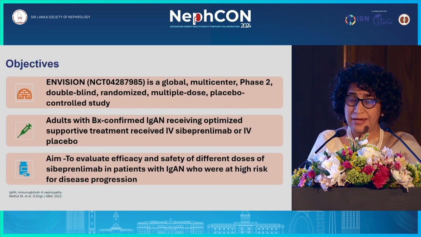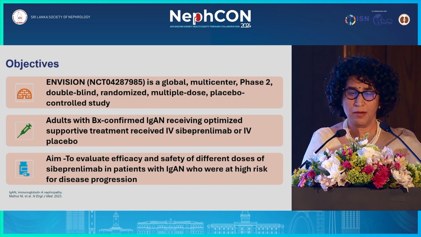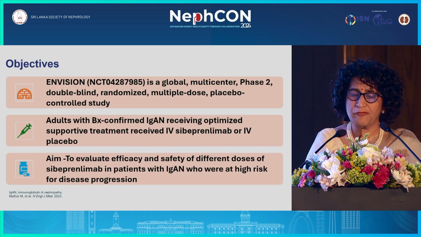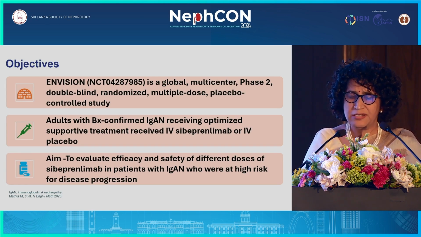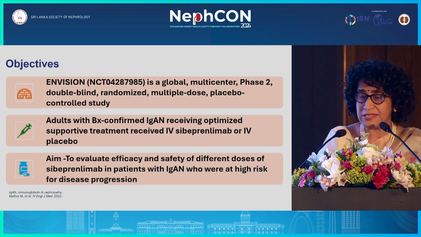So what was this trial about? It was the ENVISION trial, a global multi-center phase 2 double-blind randomized multi-dose placebo-controlled study. Adults with biopsy-confirmed IgA nephropathy receiving optimized supportive treatment received IV Sibeprenlimab or IV placebo at monthly intervals. The aim was to evaluate the efficacy and safety of different doses of this molecule in patients with IgAN who were at a high risk of disease progression.